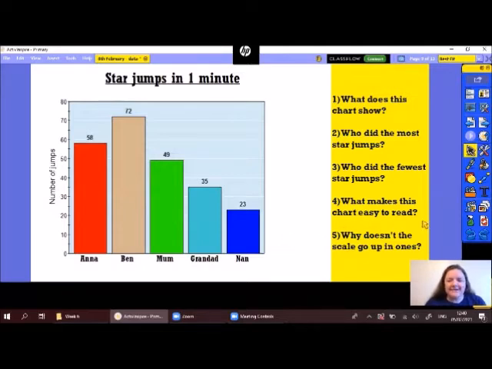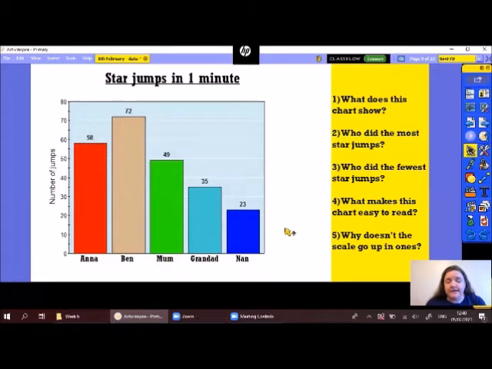Question 4 says, what makes this chart easy to read? Now, there are lots of different answers for this. Firstly, there are the numbers up the side that help us to understand it. But secondly, this person who's made the bar chart has actually written the numbers at the top, so we don't have to work it out. So the numbers are above, so we can see straight away how many star jumps each person did.